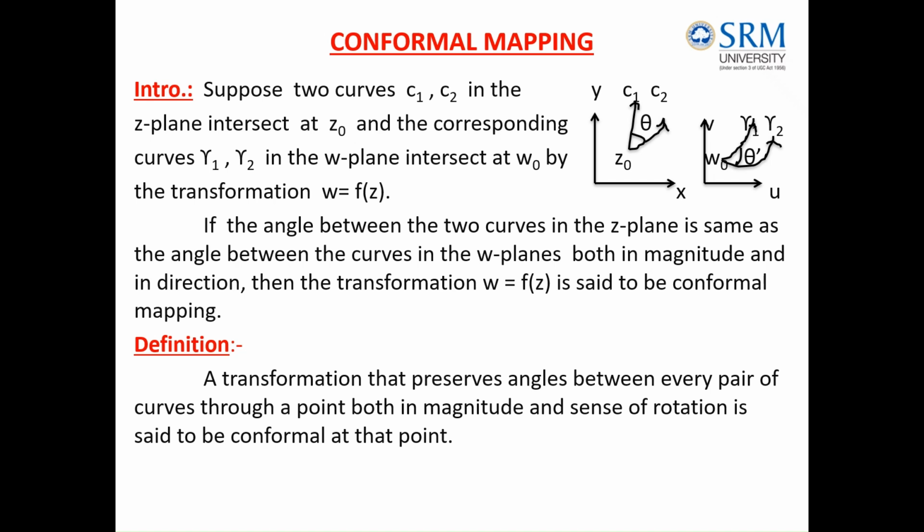If the angle between the two curves in the Z plane is the same as the angle between the curves in the W plane, both in magnitude and in direction, then the transformation W equal to f of Z is said to be a conformal mapping. The other way of defining conformal mapping is a transformation that preserves the angle between every pair of curves through a point, both in magnitude and in sense of rotation, is said to be conformal at that point.